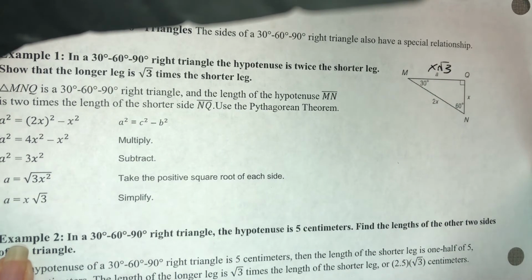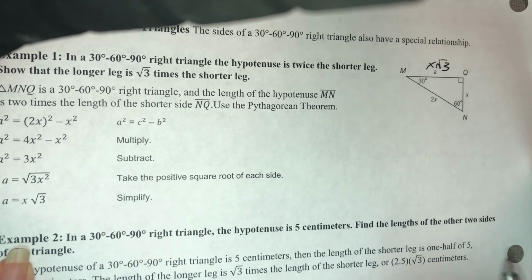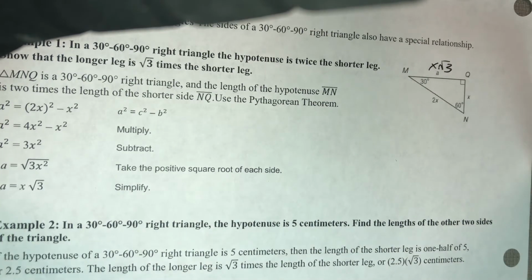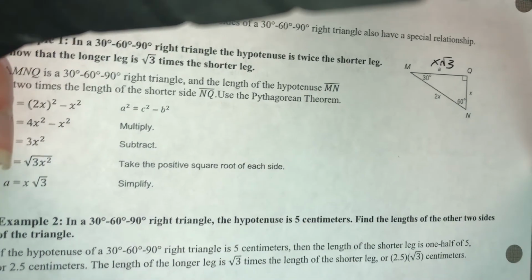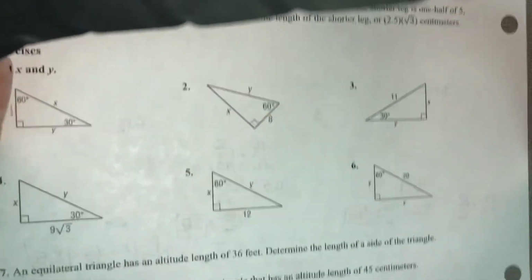Okay, I want you to keep in mind, you multiply to go from a smaller side to a longer side, you divide to go from a longer side to a smaller side. Multiplying will make a number bigger, dividing will make it smaller. So we need to keep that in mind when we're doing these problems. All right, let's look at some practice problems.